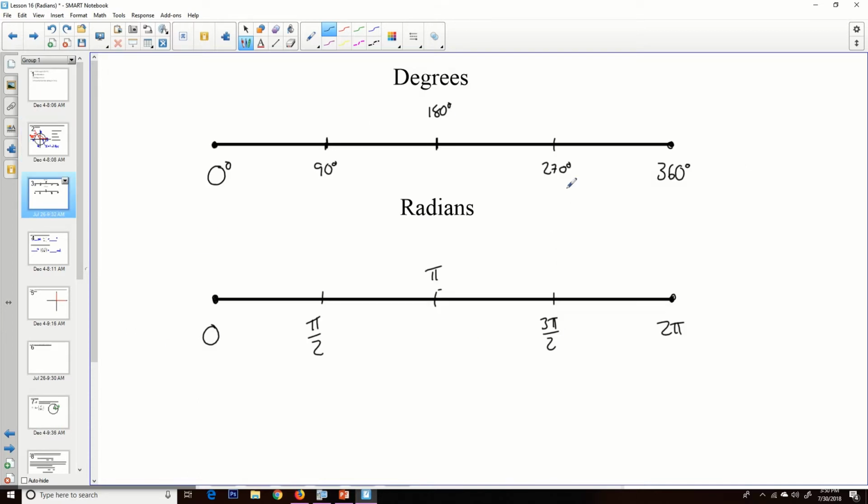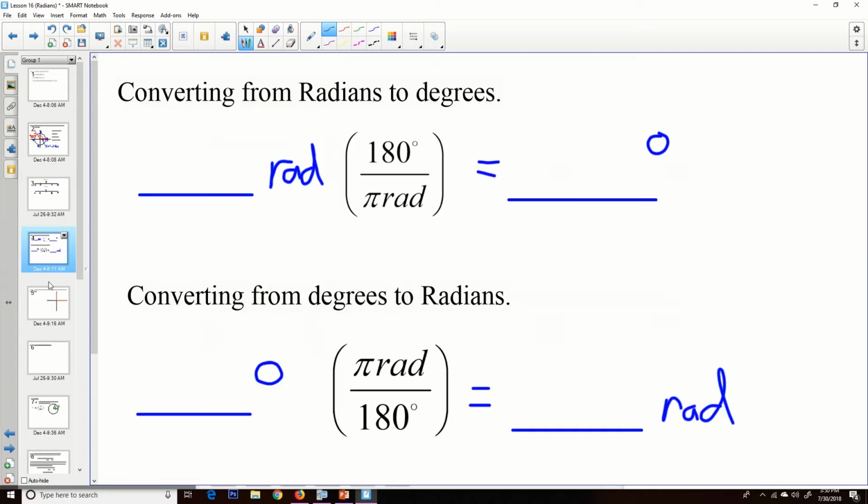If I match all of these up, there is a linear relationship between degrees and radians. It's just a scalar multiple. If we want to convert from radians to degrees, then all we have to do is multiply by this conversion factor, and that's that one-to-one linear relationship.